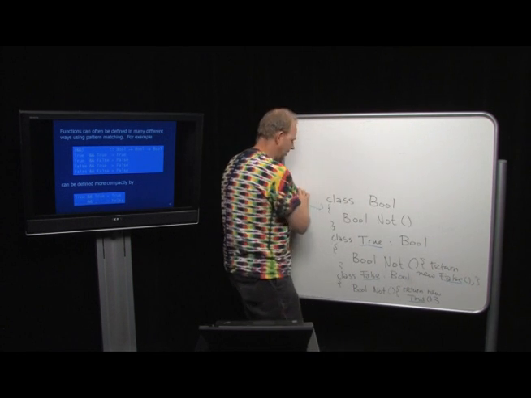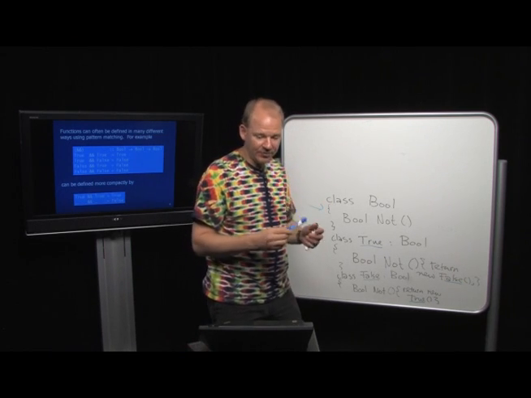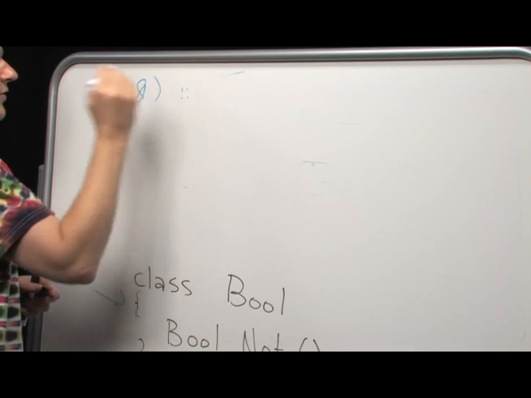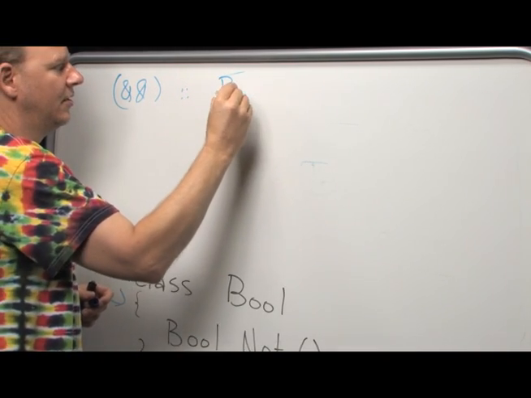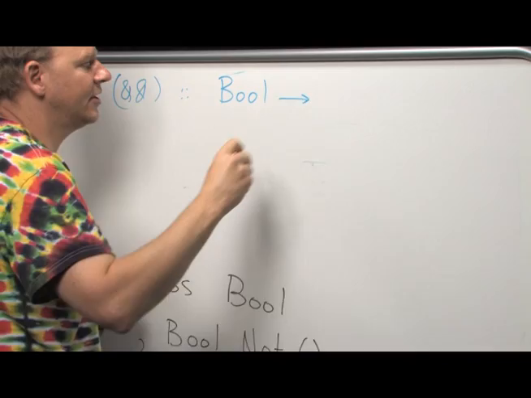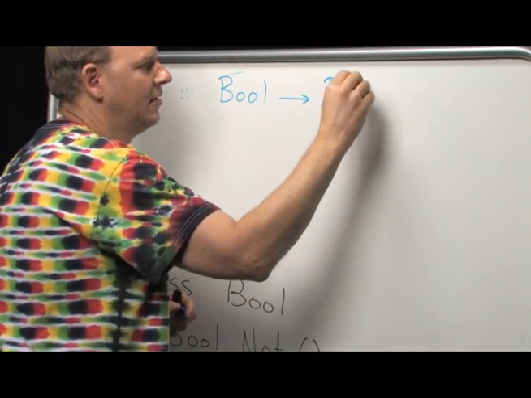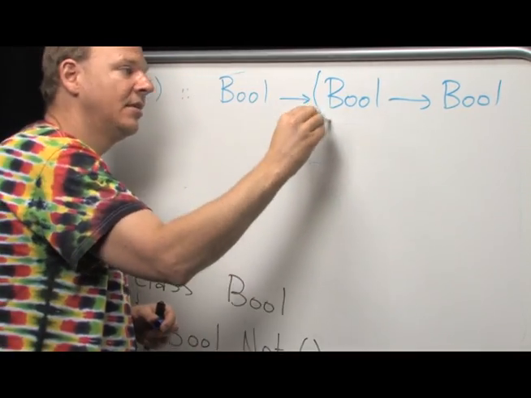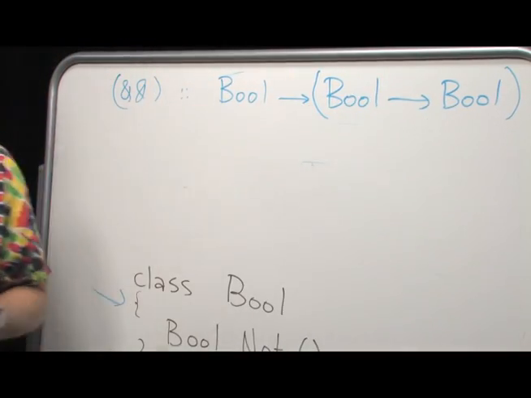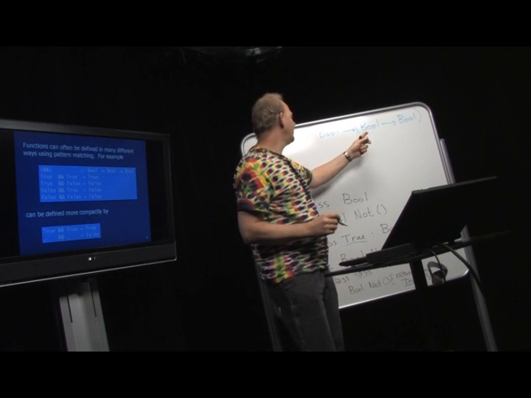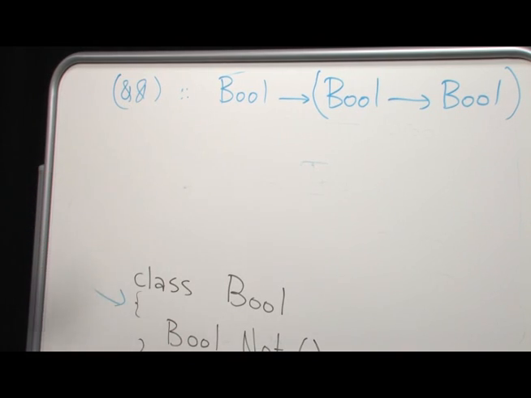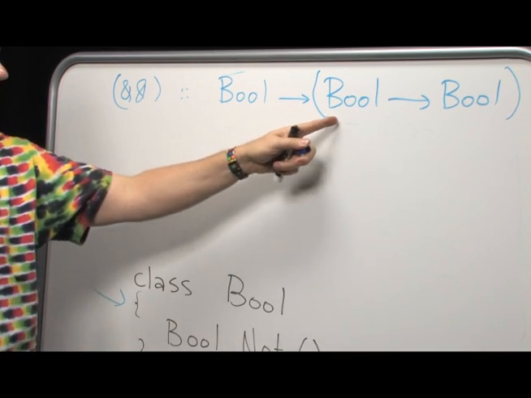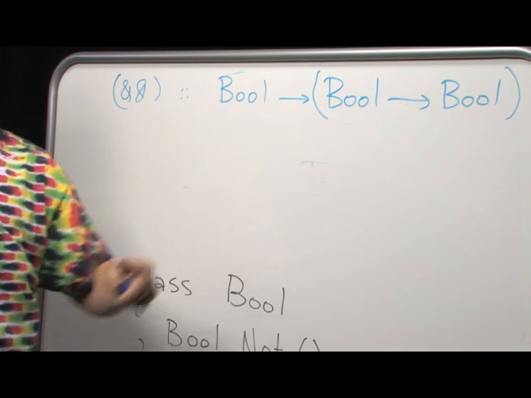So I'll write one case of that on the board here. And is a function that takes a bool and returns a function that takes a bool and returns a bool. So remember from last time that function arrows associate to the right. So when I write this function, it's not a binary function, it's a curried function. It takes a boolean and it returns a function that takes another boolean and returns a bool.